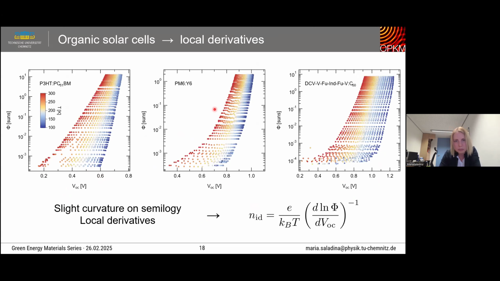And yeah, here it is probably better to see. Here we cannot fit the data over all orders of magnitude with a single slope because we have a slight curvature on the semi-logarithmic axis. So this means that we need to take local derivatives. So we take the ideality factor not from the slope, but from the derivative at each point here.